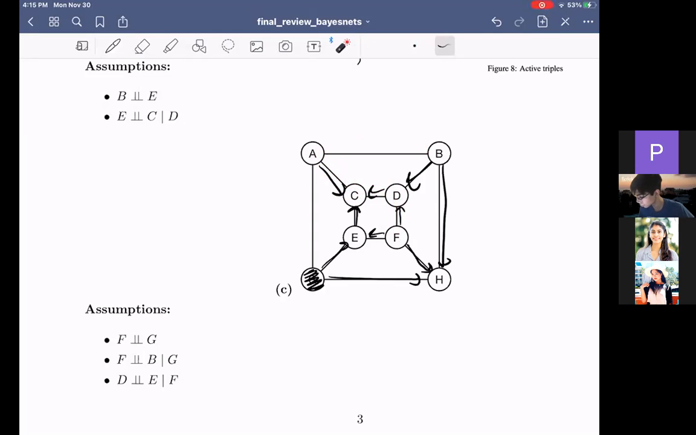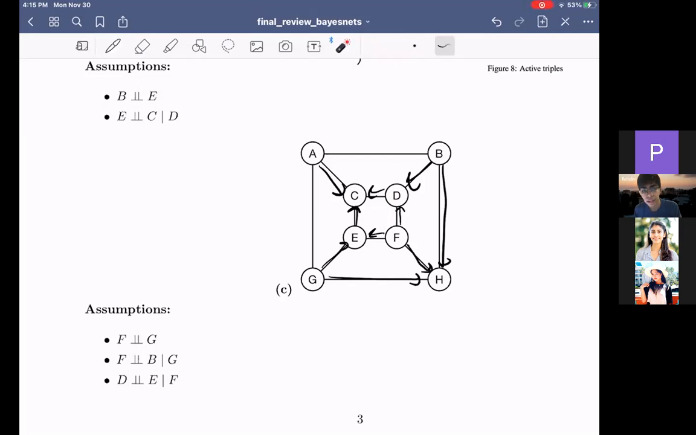I don't think it matters what the other two are, because the only one we haven't satisfied yet is F independent of G. Looking at it, there doesn't seem to be any path that is not blocked from F to G. Yeah, I don't see them immediately either, but I do know that these edges actually do matter.